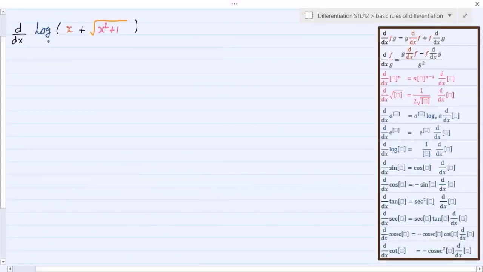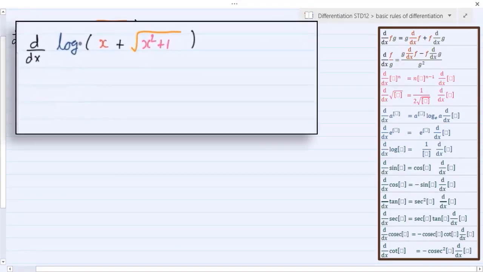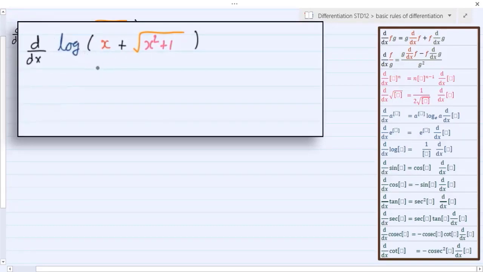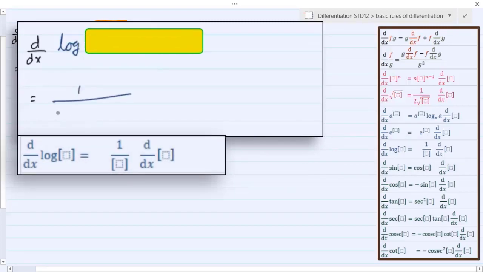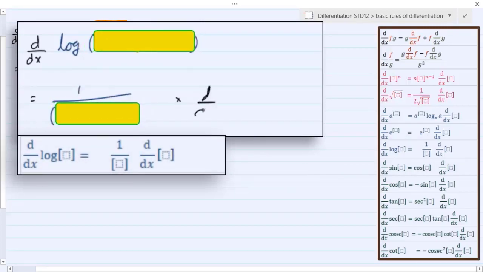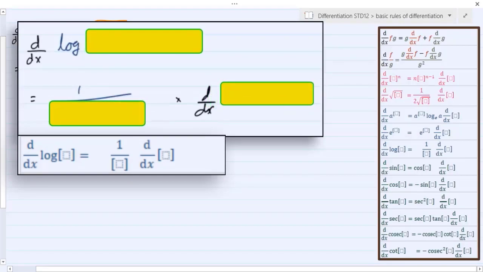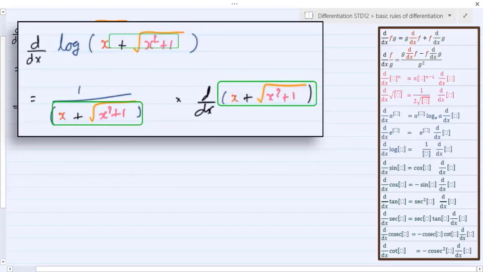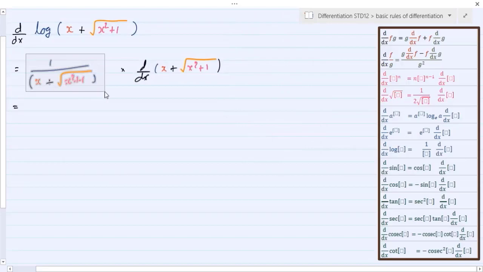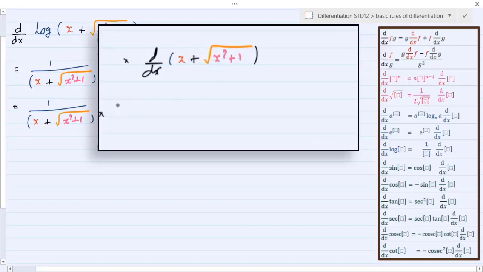In this question, we have to differentiate log of x plus under root of x square plus 1. Your log is the outermost function. So let's consider a box around the inner function. So here we just have to differentiate log box, which is 1 upon box into d by dx of box. Within the box we have x plus under root of x square plus 1. So now your first term will be as it is. We just have to differentiate x plus under root of x square plus 1.